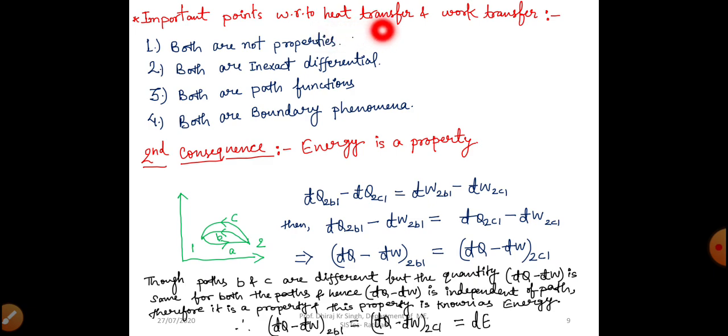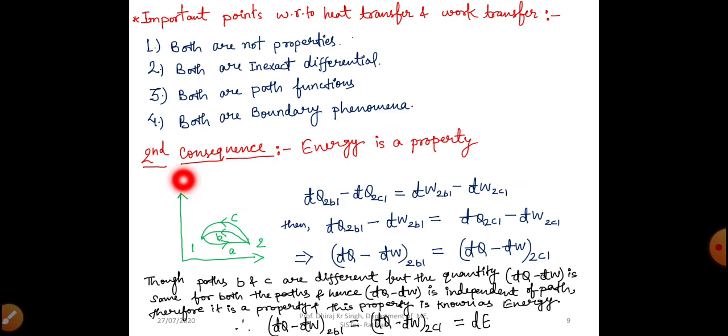Important points with respect to heat transfer and work transfer, right? Both are not properties. We all know heat transfer and work transfer are not properties. These are path functions. Both are inexact differentials, right? Meaning the values for different paths are different. So both are inexact differentials. The difference is not exact, right? Both are path functions because they both cross the boundary. That's why they are path functions, and both are boundary phenomena. So these are the important points related to heat transfer and work transfer.